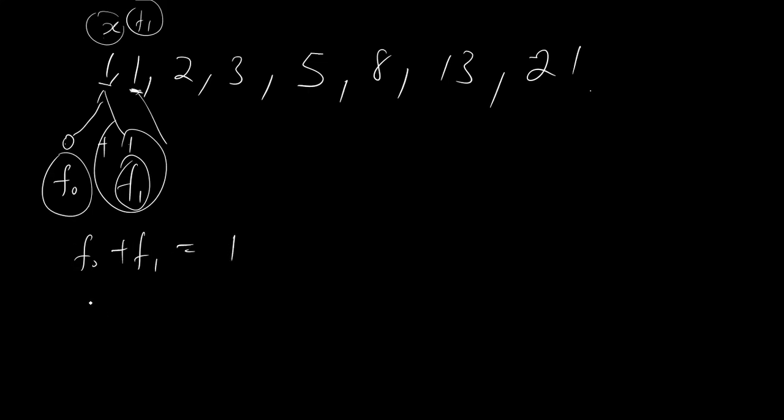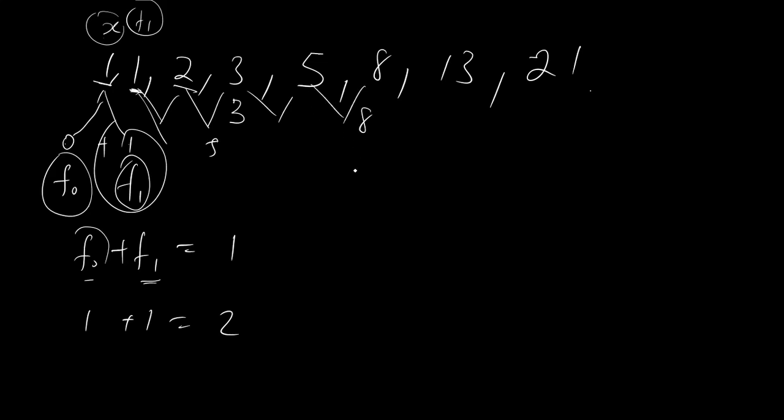The next one, already I've taken this to be this. So now if I take this value to be my x and this one to be this other one, if you add 1 plus 1, you have 2. If you add 1 plus 2, you get this. If you add this plus this, you get 5. If you add this plus this, you get 8.